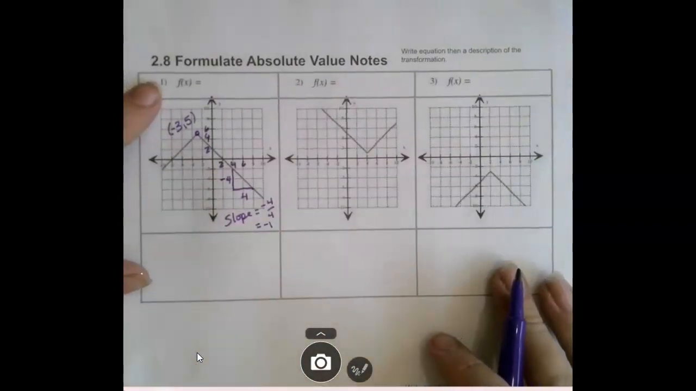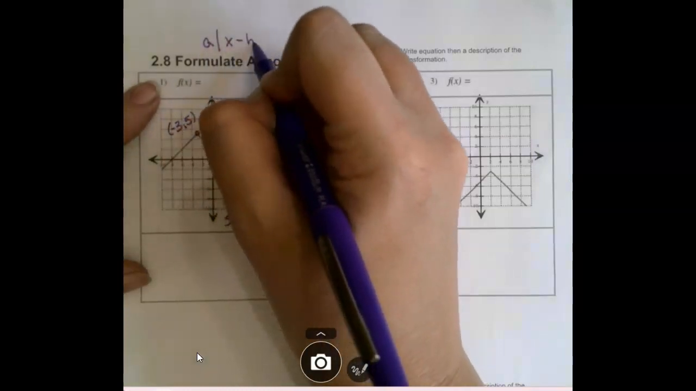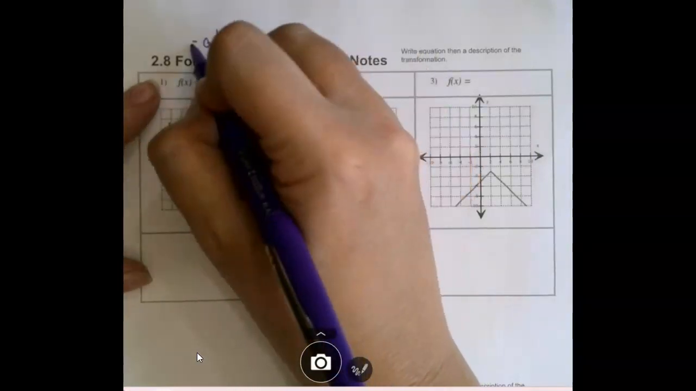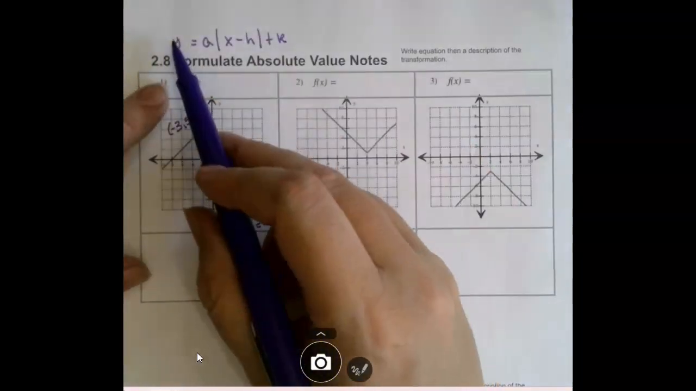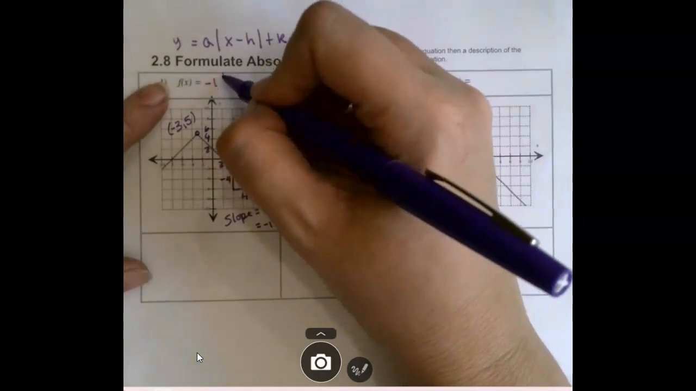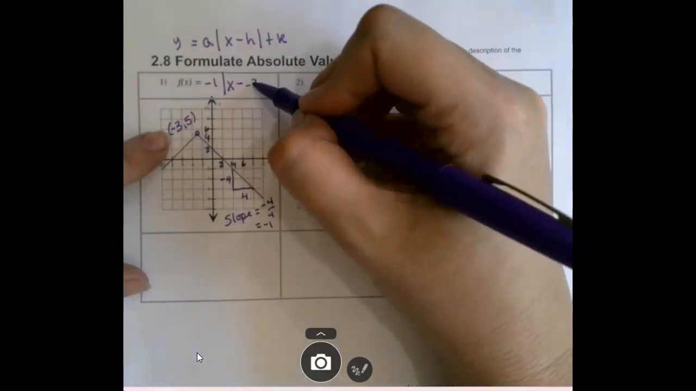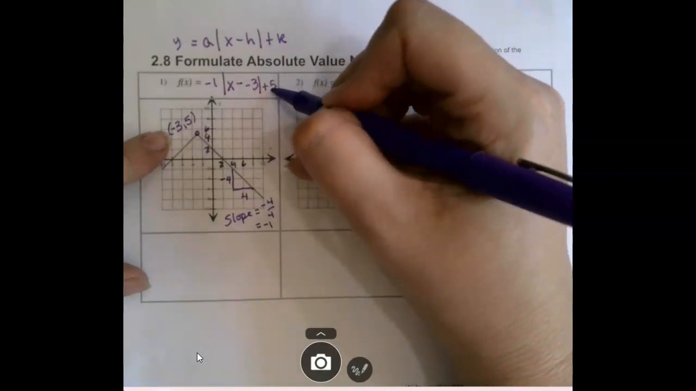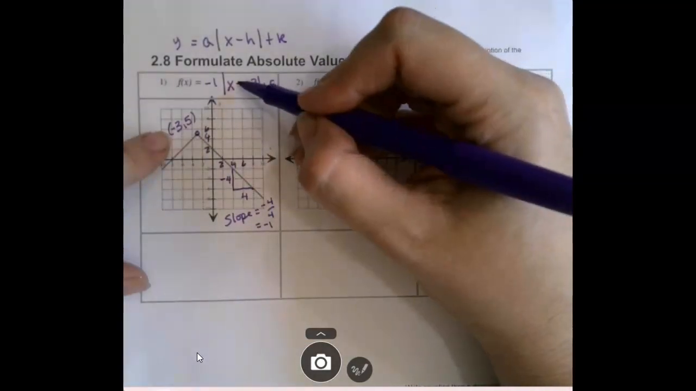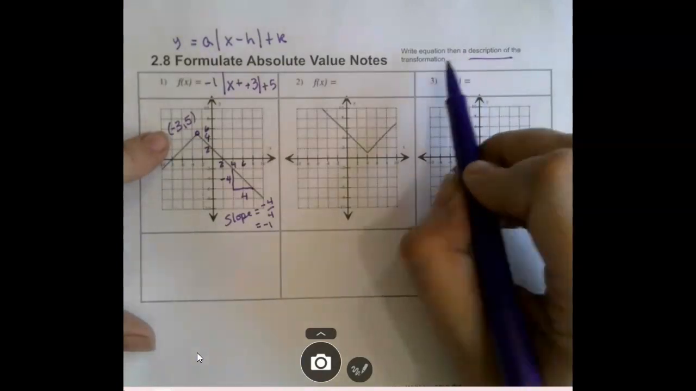So to write my equation, I'm writing the equation in the form a|x minus h| plus k. So f of x is the same as y. A is my slope, it's -1. |x minus -3| plus 5. And then I could rewrite this as plus a positive if I wanted to. Either one is okay. Now let's describe the transformation.